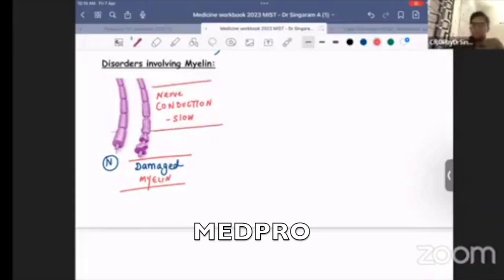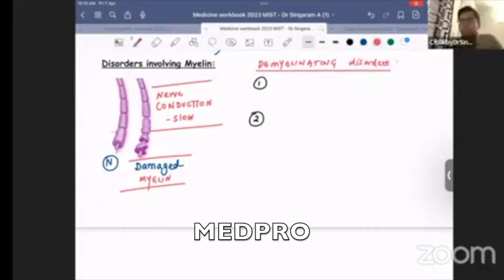That's all. Okay, and there are two important examples of disorders involving the myelin. Any of you know some examples? We call them demyelinating disorders. Demyelinating disorders. Any of you want to comment on this? Any examples?